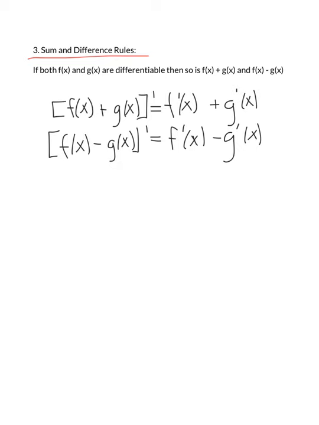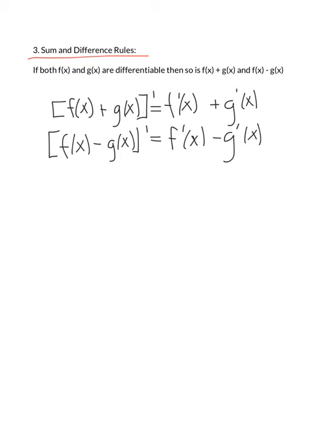So as I'm sure you can see, this rule is pretty intuitive. When you look at this, it's saying I'm combining two functions here, so f of x plus g of x, and if I wanted to take the derivative of that, it would be the derivative of f of x plus the derivative of g of x. Same thing with the combination f of x minus g of x.